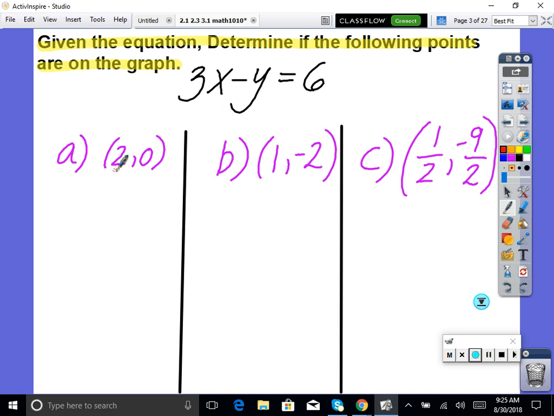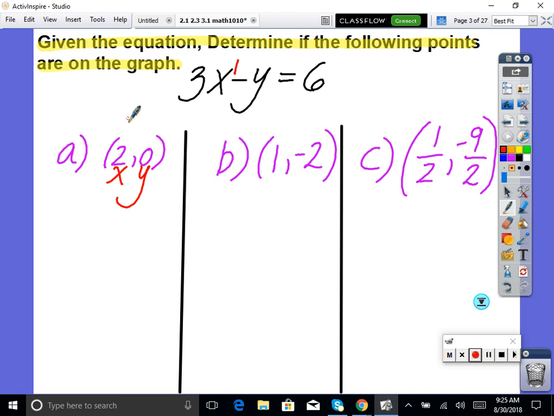So this is an xy point. This is a line. How do I know it's a line? Because look, x is degree 1. Does everybody see? So it's linear. So if I plug this point in, and it comes out a true statement, if I was to graph this, this point would be on the graph. So let's just test it with algebra though.